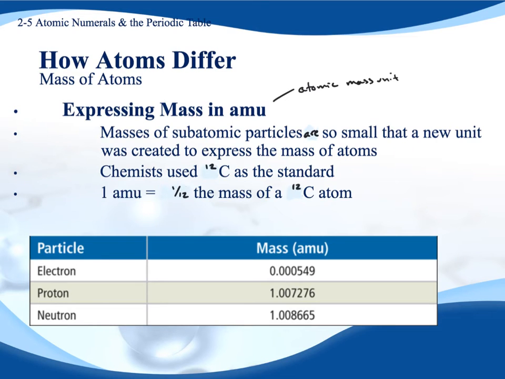Chemists use carbon-12 as the standard. Carbon-12 has 6 protons, 6 neutrons, and 6 electrons. It's got 6 of each. So they took the mass of that and divided it by 12. So 1 AMU is 1/12 the mass of a carbon-12 atom, and that's how we get these numbers here. So you can see relative values here. An electron is still about 1/2000th that of a proton. This is what we're going to use to determine the actual masses of atoms. We weigh them out in AMUs.